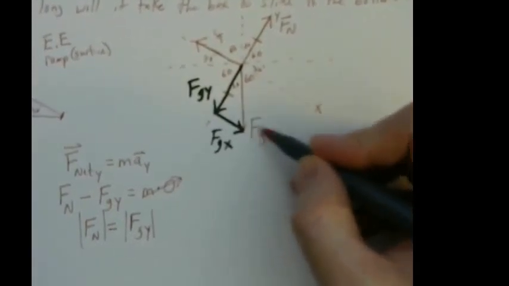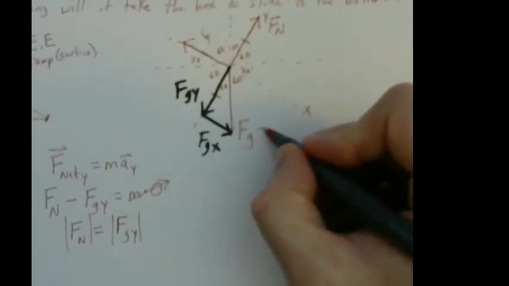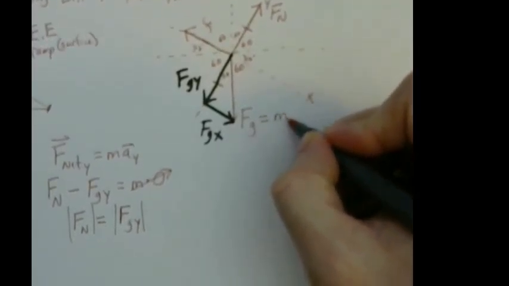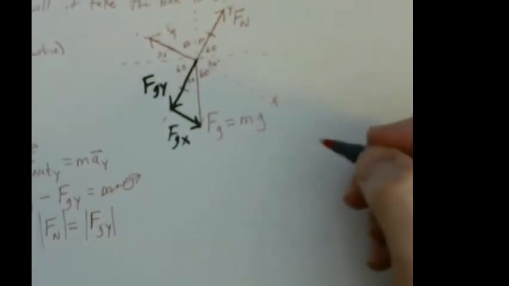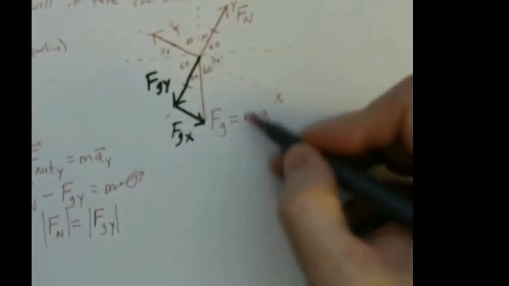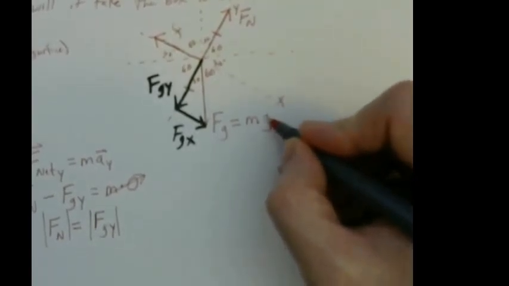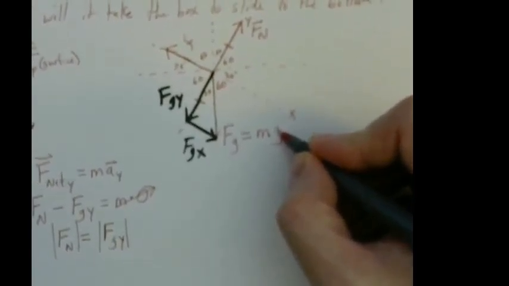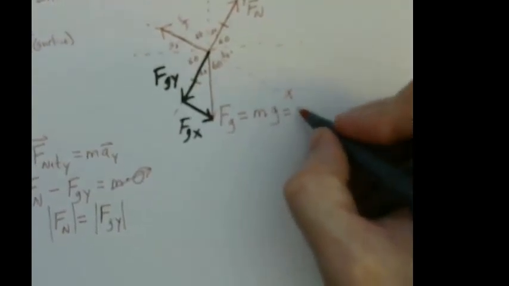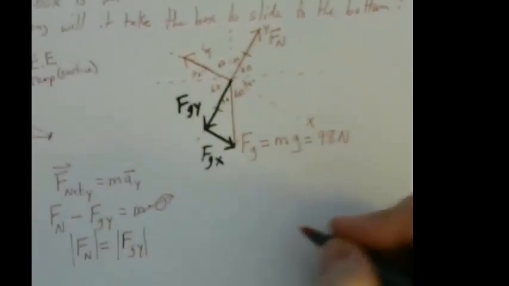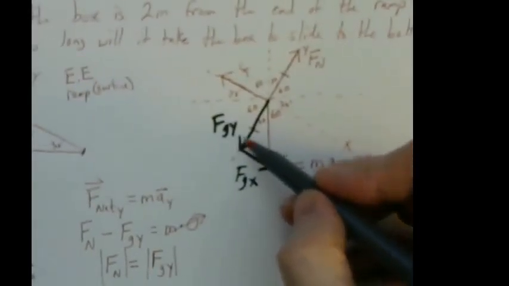Take the weight broken into components. Weight is always mass times the acceleration due to gravity, assuming this box is on Earth. So we actually know both. We know that the mass is 10 kilograms. The acceleration due to gravity is 9.8 meters per second squared. So the weight is actually just 98 newtons.